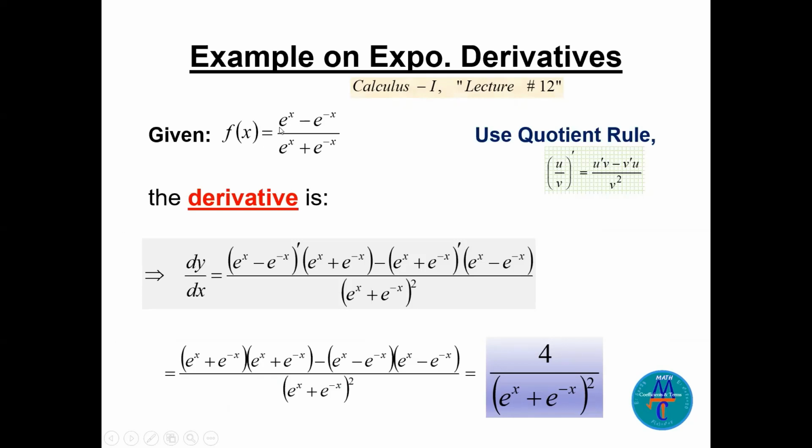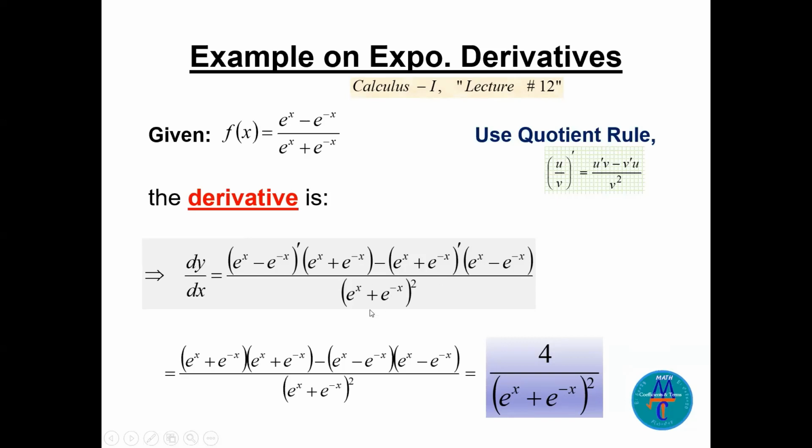Suppose we have this function e to the power x minus e to the power minus x divided by e to the power x plus e to the power minus x, and we need to find the derivative y prime. Here we have to remember the quotient rule, which is the derivative of u over v. And the formula is u prime v minus v prime u all divided by v squared. Remember, the numerator is all this, e to the power x minus e to the power minus x, and the denominator here, e to the power x plus e to the power minus x all squared.